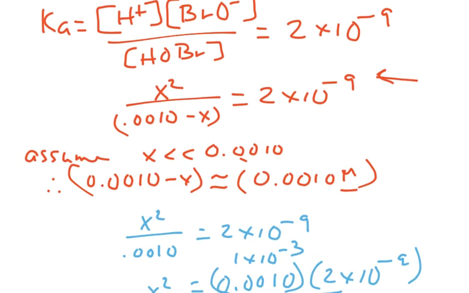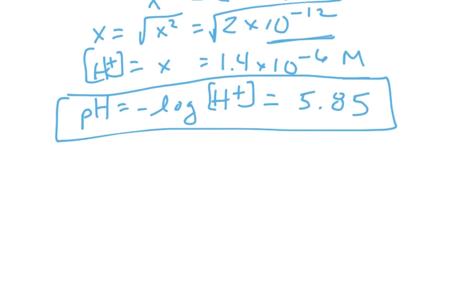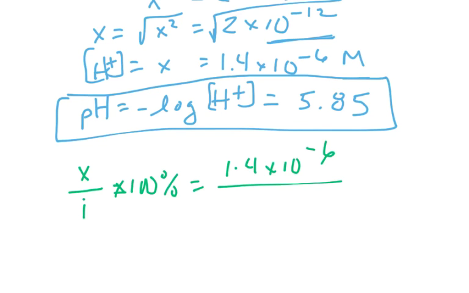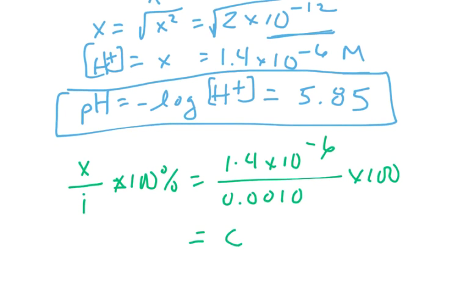So let's go back down to our numbers. Now we know X over the initial value times 100 will give us our percentage. So that's 1.4 times 10 to the negative 6 over the initial concentration, which was 0.0010 molar, times 100. And when we do that calculation, we find out that that is only 0.14%. That's much less than 1%.